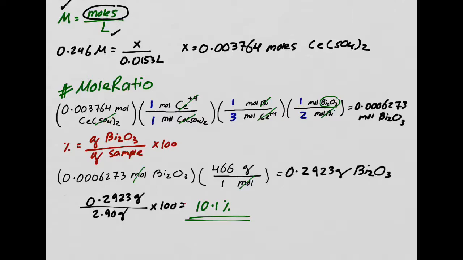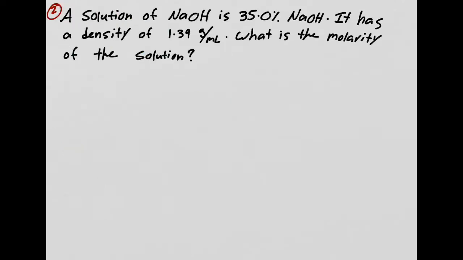Alright, great. Ready for the next one? This one took a little long, but that's okay. A solution of NaOH is 35% NaOH. It has a density of 1.39. What is the molarity of this solution? Okay.